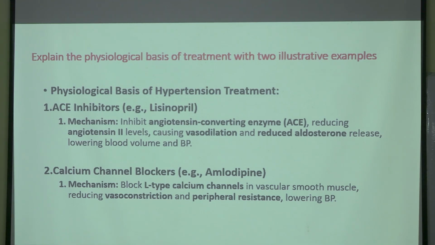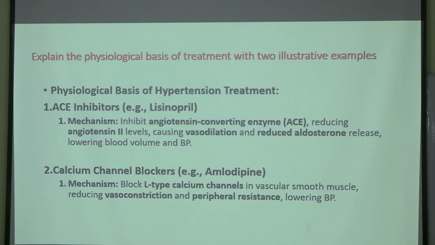Both the reduced level of vasoconstriction and reduced peripheral resistance ultimately lower the blood pressure. So this is some of the information that was given in the case. Based on the information, we analyzed the case, diagnosed the subject, and we have also justified our diagnosis.